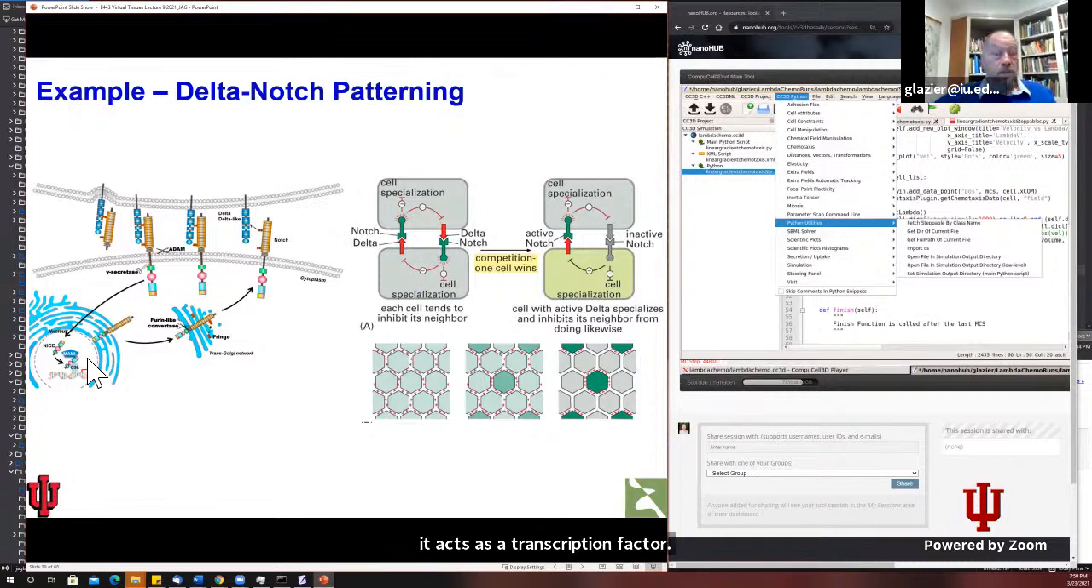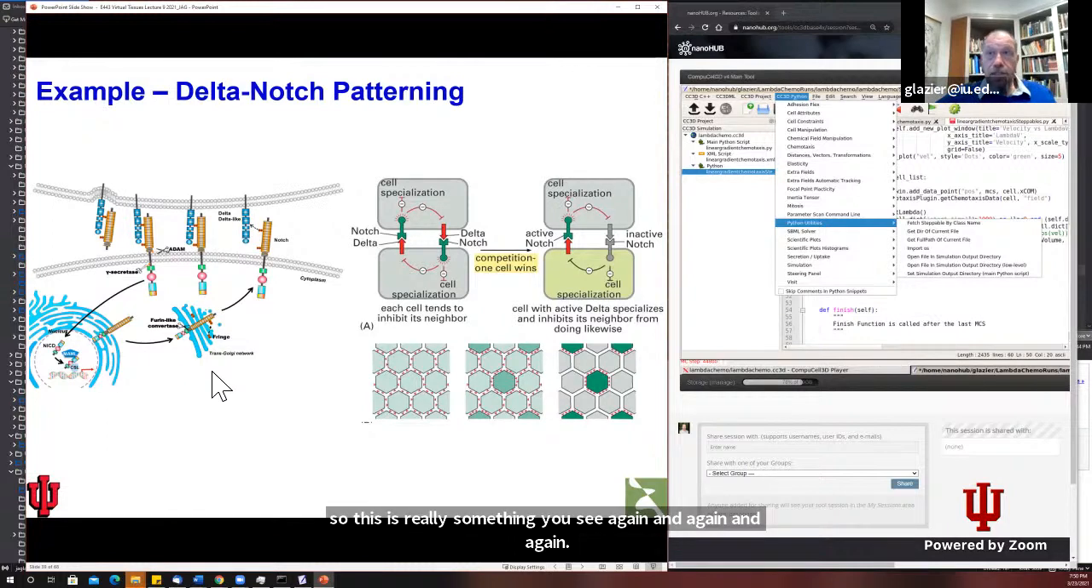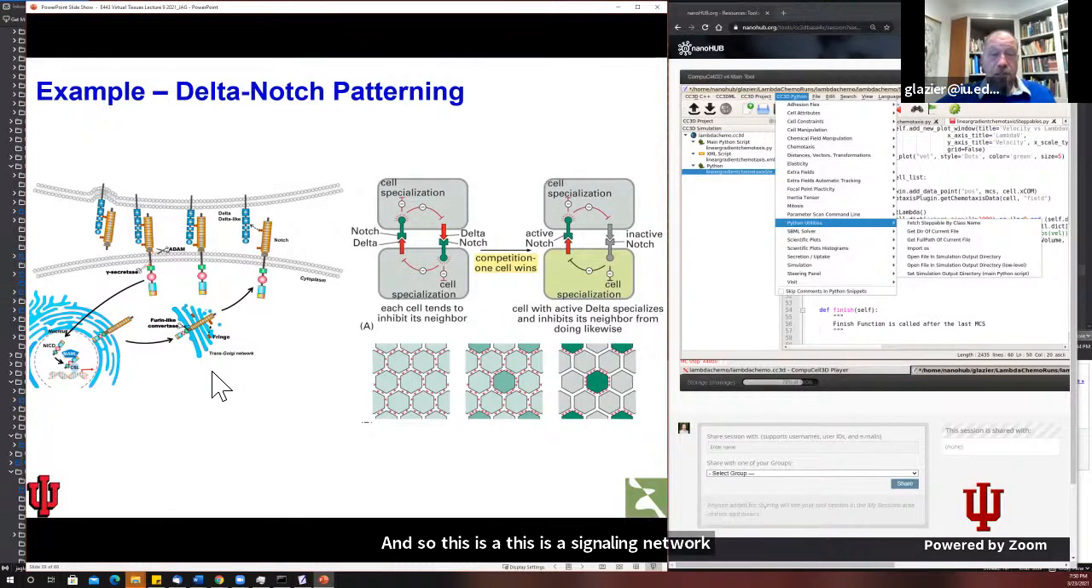And so this is really something you see again and again. This is a signaling network. It's a loop, but it's a loop that you can't define in terms of one cell, because the notch in one cell signals to the delta on the neighboring cell. The notch on the neighboring cell signals to the delta on your cell. And it's a cross-inhibition loop.